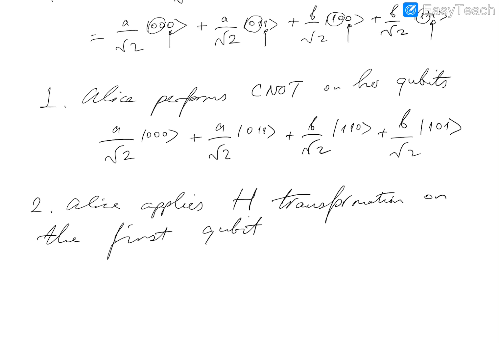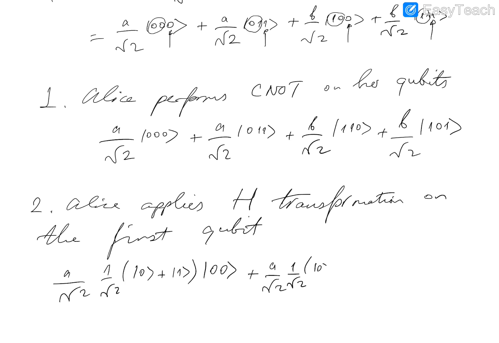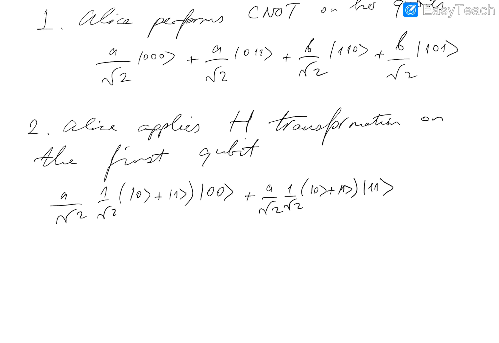Okay, so the result will be, we have 1 over square root 2, and then we have 1 over square root 2, (0, 1), and then the second qubit and the third qubit don't change, plus a over square root 2, 1 over square root 2, (0 plus 1), (1, 1), okay, and plus b over square root 2 times 1 over square root 2, (0 plus 1), (1, 0). Okay, so we are here now.